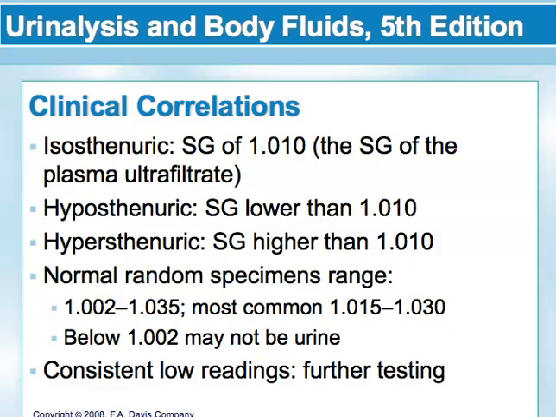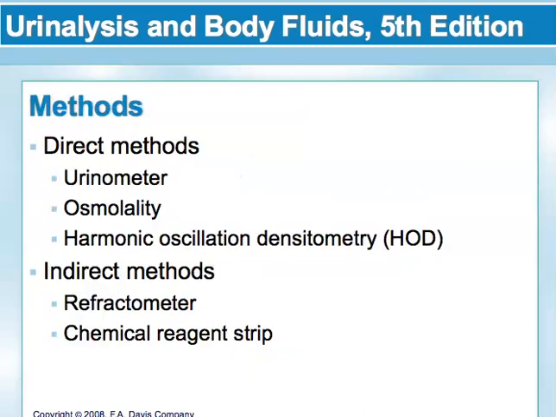Most specimens measure between 1.015 and 1.030. Specimens exhibiting consistent low readings may require further testing. So, some methods for determining specific gravity. The methods are broken down into direct and indirect methods. Your direct methods are urinometer, osmolality, and harmonic oscillation densitometry, and your indirect methods are the refractometer and the chemical reagent strip.